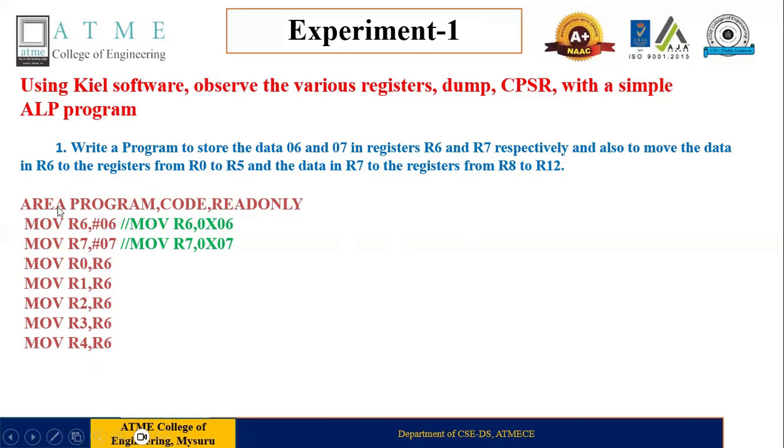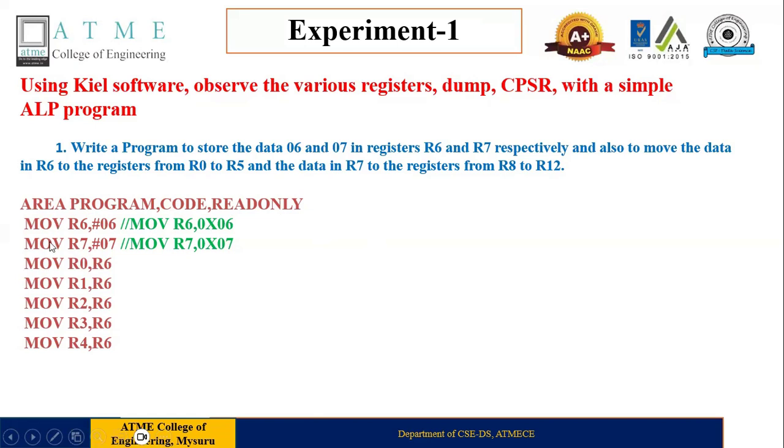Here the first instruction is AREA, program, CODE, READONLY. This is a basic instruction. It needs to be included in all programs. AREA should be in capital letters, and you can define this program. This can be case sensitive, uppercase or lowercase, and CODE READONLY. This is the instruction where you are defining the area, and the purpose of this program is writing code, and it will be a read-only instruction to the ARM processor.